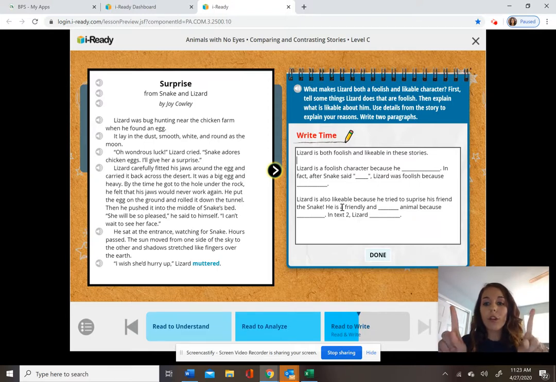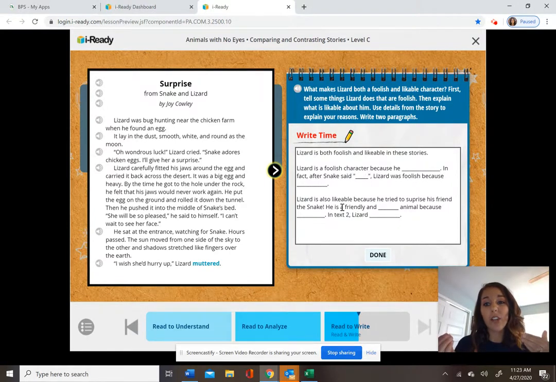But I need you to include both character traits about Lizard. He is a foolish person, but he's also likable. So I want you to give me examples about both, okay? So if you can do that, you will be good to go. And remember, I need text evidence, okay? I wish you the best of luck on this assignment.